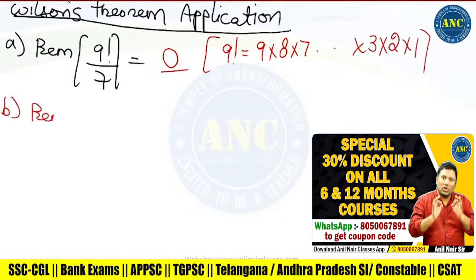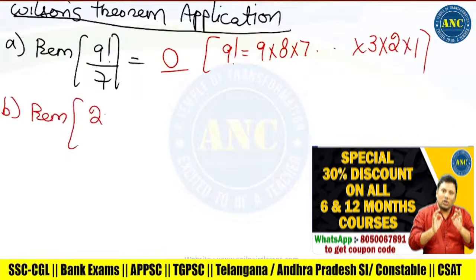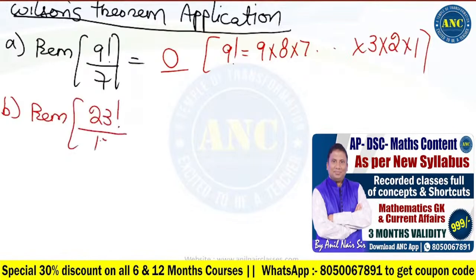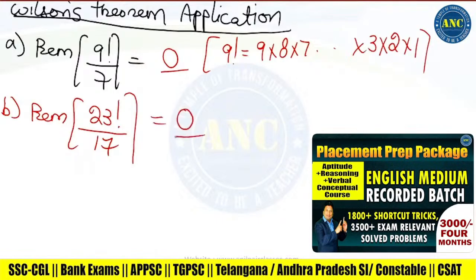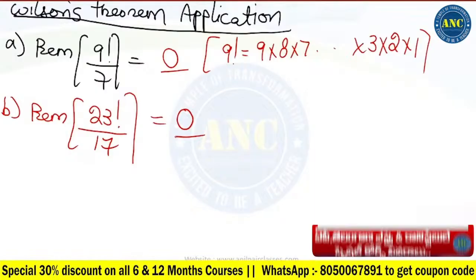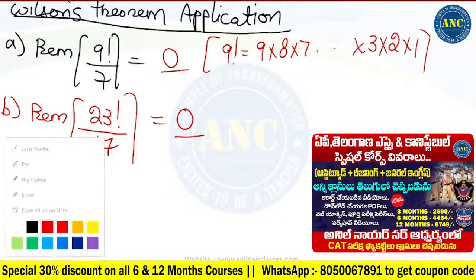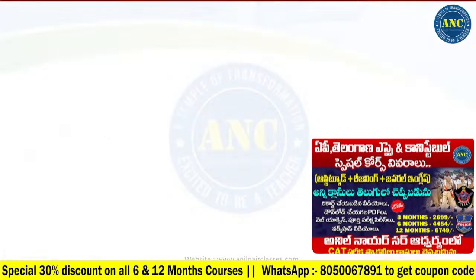One more similar question based on this one. 23 factorial divided by 17. 23 factorial contains 17, so the answer is 0. Next one.